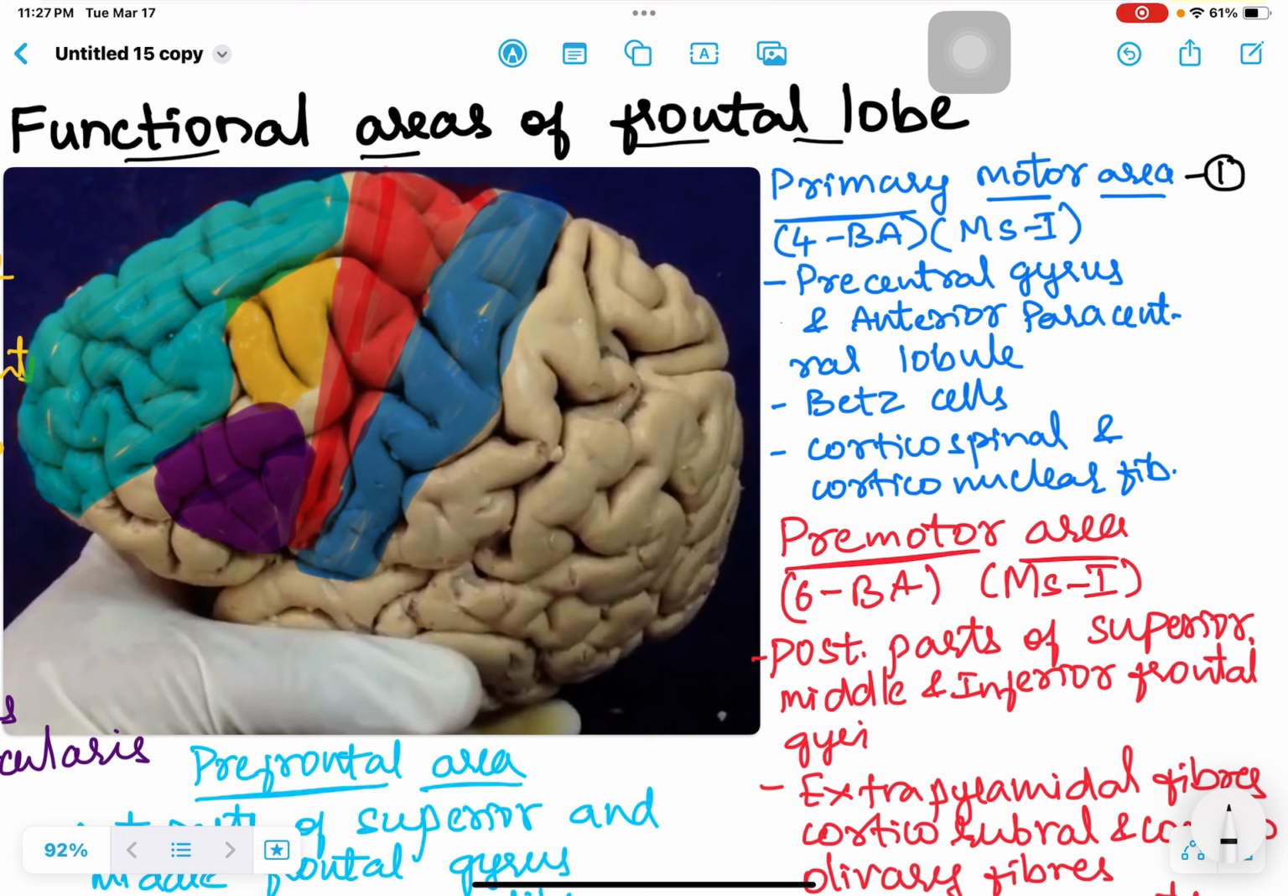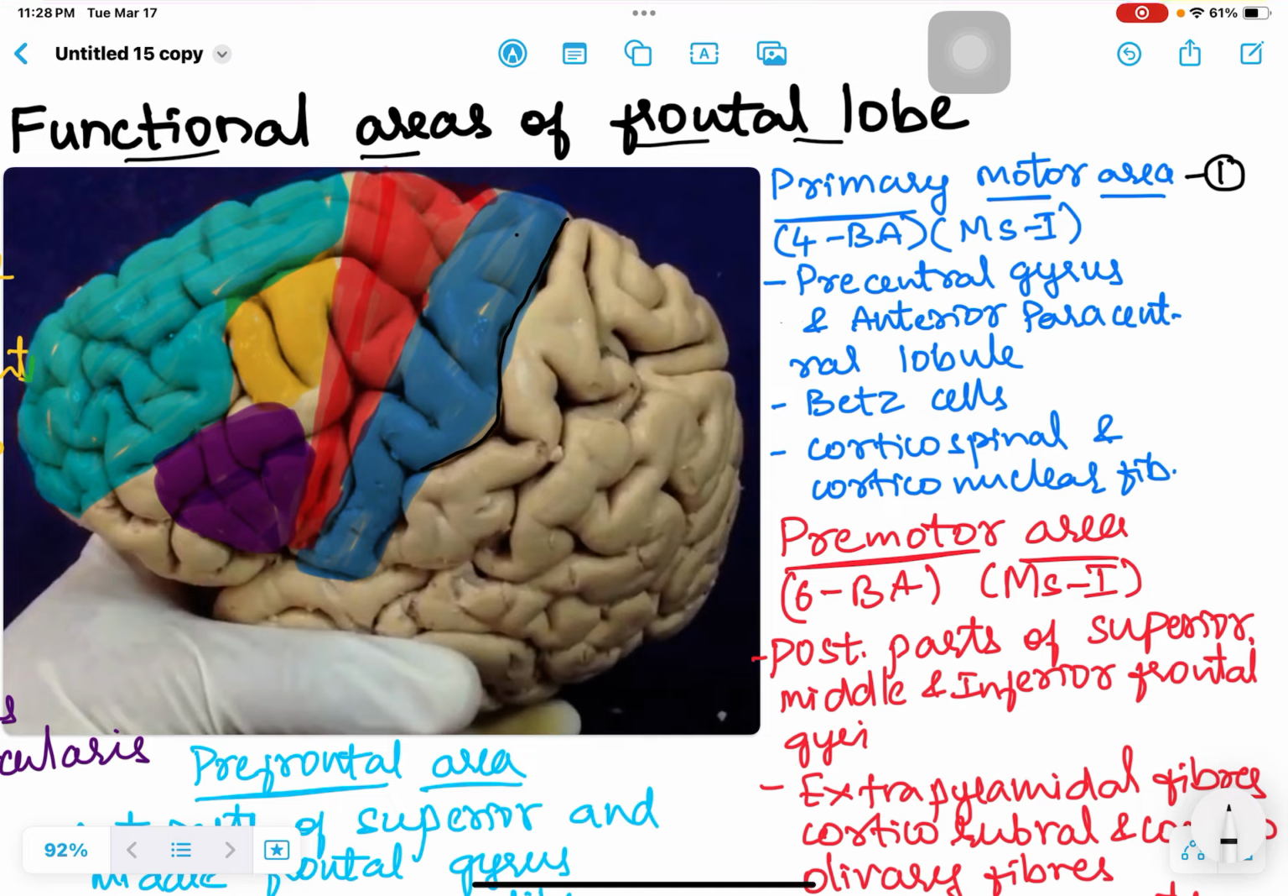So this primary motor area is also called Brodmann's area 4 or somatomotor area 1. So for every functional area, what is the location? What is its function? What happens when it is damaged is very important. So, the precentral gyrus. So this is the precentral gyrus.